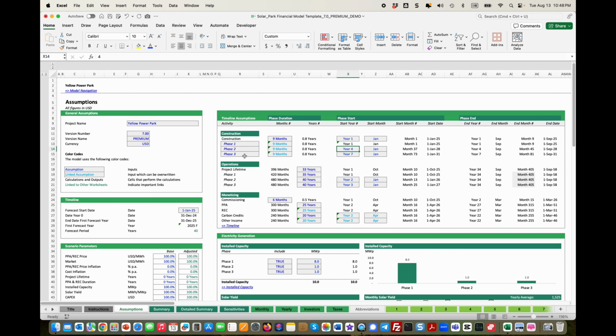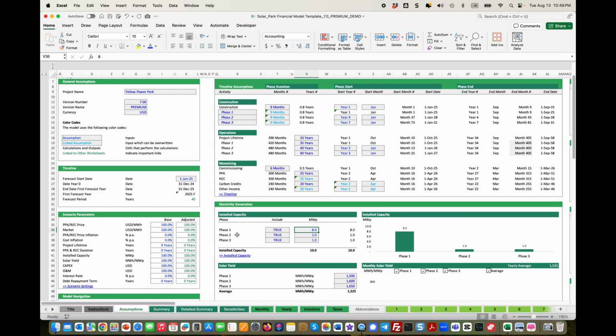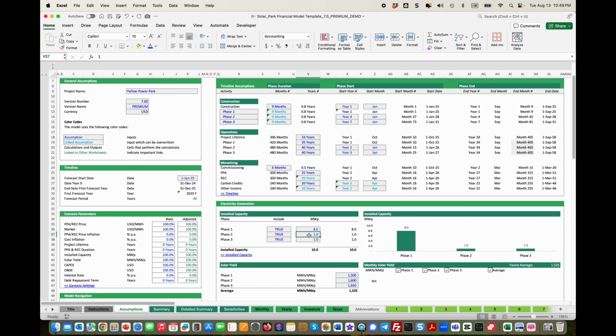For phase 2 and 3, here you can see it's a bit delayed. We have here a gap of 2 years, and what's going to happen is in phase 1, in this example, we're building 8 megawatt peak, and then phase 2 and phase 3, we're just adding 1 megawatt peak to expand the capacity slightly. Back to construction, so we define duration, start date, and the end date will then be calculated.